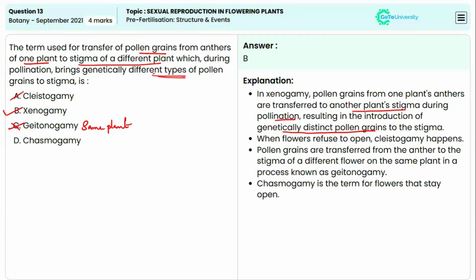Whereas coming to option A, cleistogamy, it is a process in which the flowers do not open. We also discussed this in the class in the previous slides. So that means option A is also incorrect. Coming to option D, chasmogamy, it is a process in which the stigma and the anthers are exposed in a flower. So they usually undergo cross pollination, not transfer of pollens from anthers of one plant to a different plant. So option D is also incorrect. The correct answer is option B.